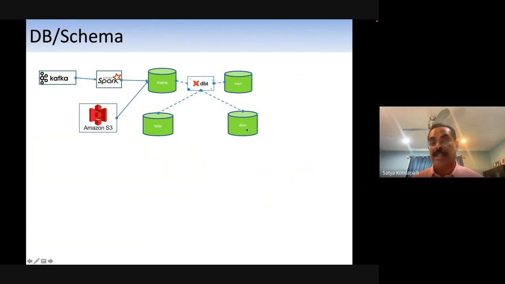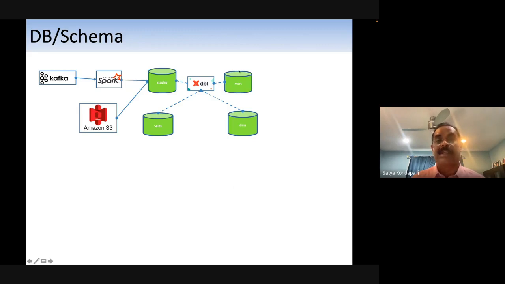DBT can read Mart tables, DIMS tables. Let's say there is another super Mart, reading data from here and loading into the super Mart table within Snowflake. DBT can do it. DBT reads the data from staging, reads from the Mart, does the transformation, and writes into sales and DIMS. Then another DBT flow can combine all these into another super Mart, but within the domain of Snowflake. DBT cannot go to Kafka.